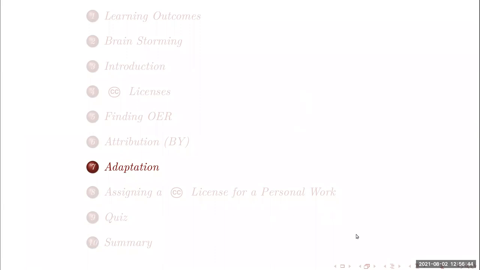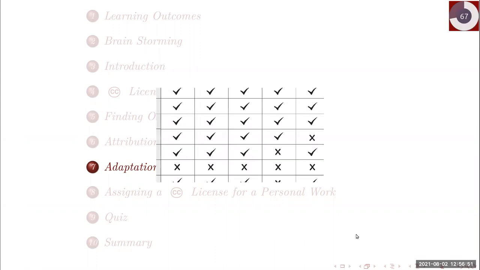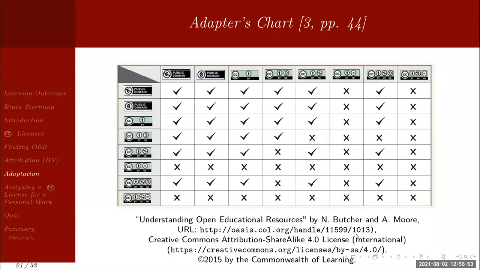Okay, now the next step, that is adapt. You have got your resources, OER. Now you need to adapt. Always refer to this adapters chart. This is called the adapters chart. I took it from this resource. Okay, tell me, I took this resource from here.